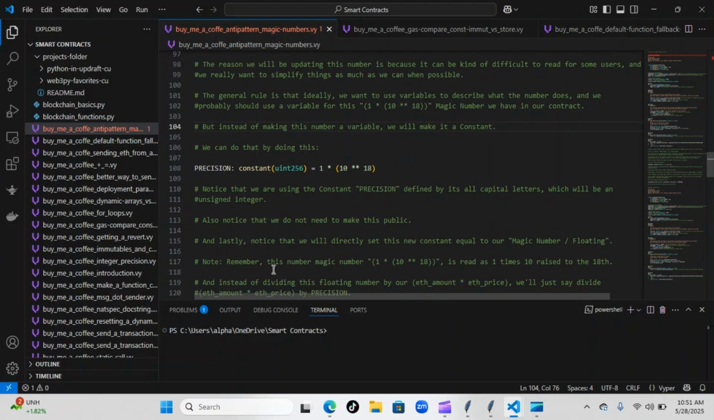Note, remember, this magic number, 1 times 10 raised to the 18th, is read as 1 times 10 raised to the 18th. And instead of dividing this floating number by our ETH amount times ETH price, we'll just say divide ETH amount times ETH price by PRECISION. And we can do that because we set the PRECISION variable, which is a constant of type uint256, to 1 times 10 raised to the 18th. So that's why we can just use the variable instead of using the whole expression.